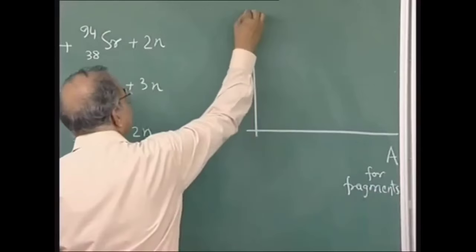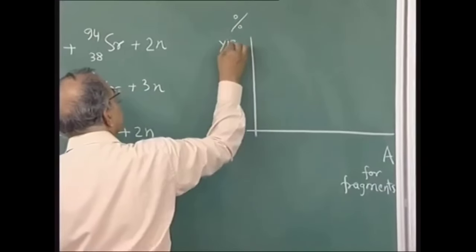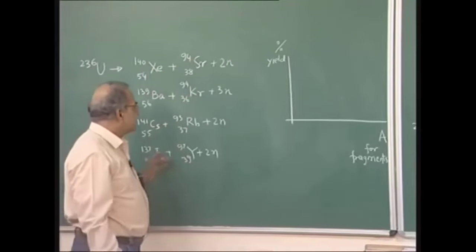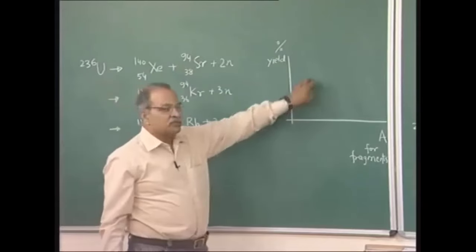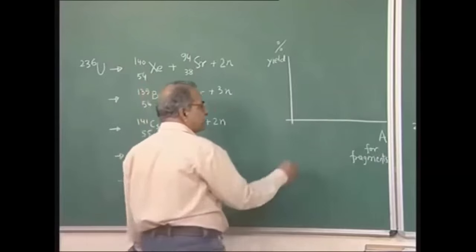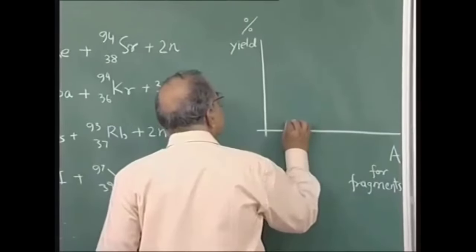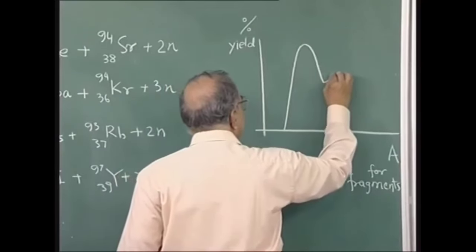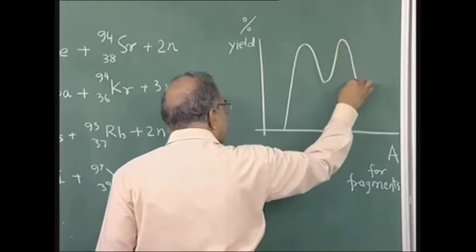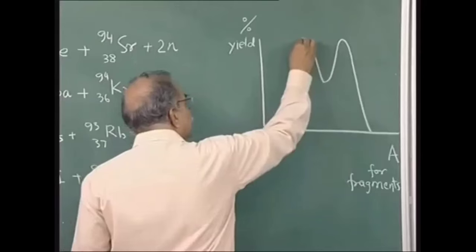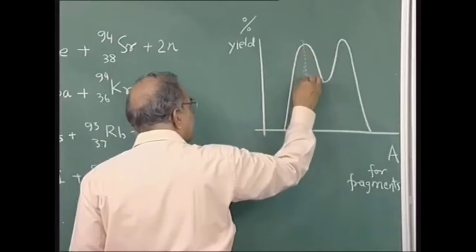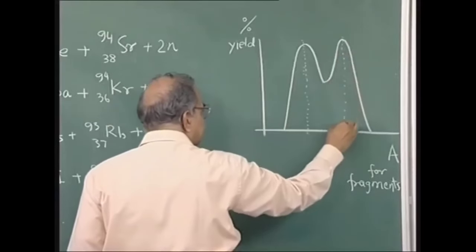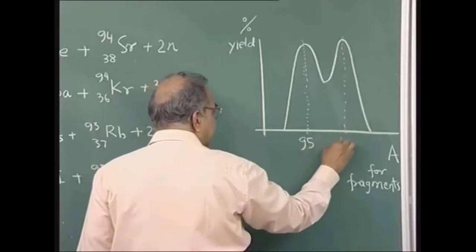And this side you can say percentage yield. In all the material that is here after this fission event, how much is this A and how much is that A, and so on. And if you do that, it turns out to be something of this sort. And these two humps, these two maxima, they are somewhere around 95 and 140.